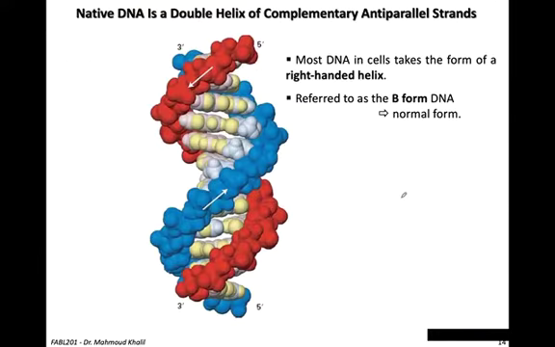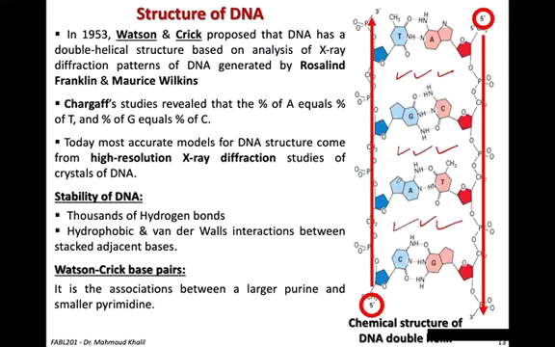So can you repeat the last idea, please? Which idea? Please go back to the previous slide. So, the Watson and Crick base pairs. For Watson and Crick base pairs, a larger purine binds to a smaller pyrimidine.